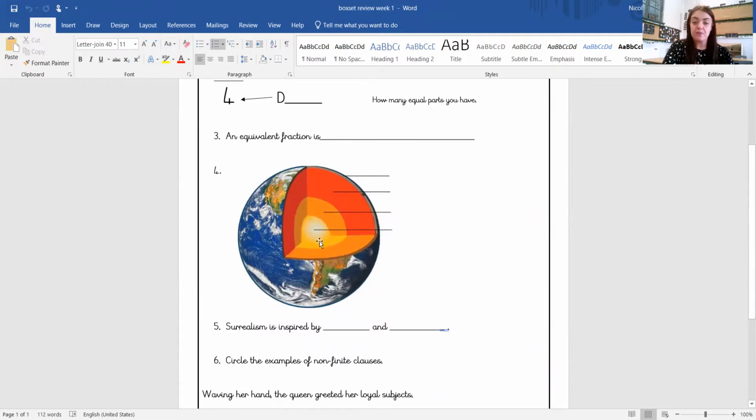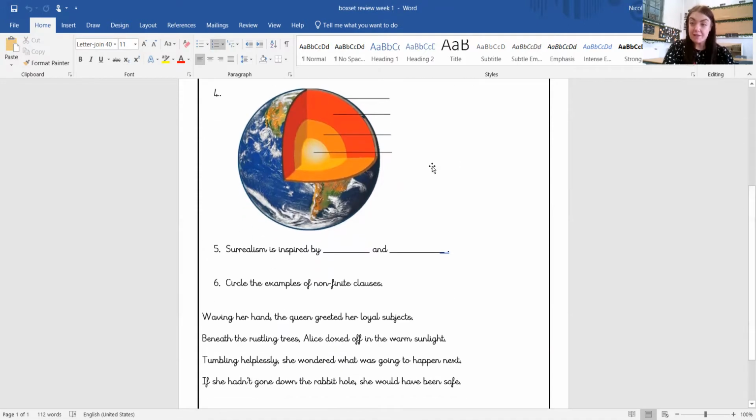Can you label these 4 different layers of the earth? Because we're going to be revisiting this during our learning this half term. So this is some key information that you will want to remember. Question 5, we've gone back to our art topic. So just simply, what is surrealism inspired by? There's 2 key things that it can be inspired by.